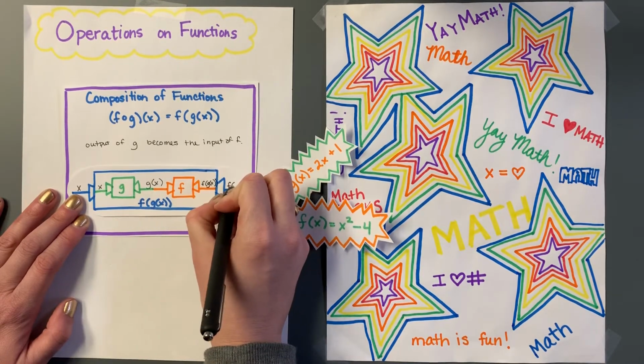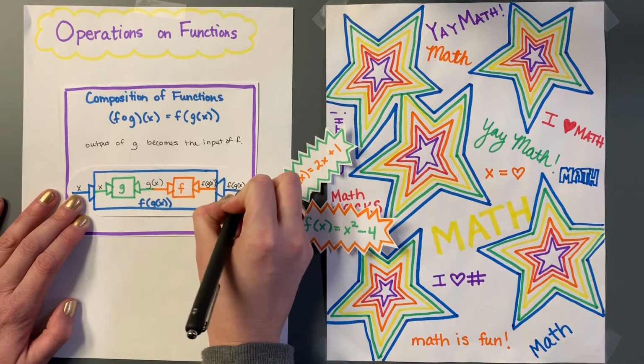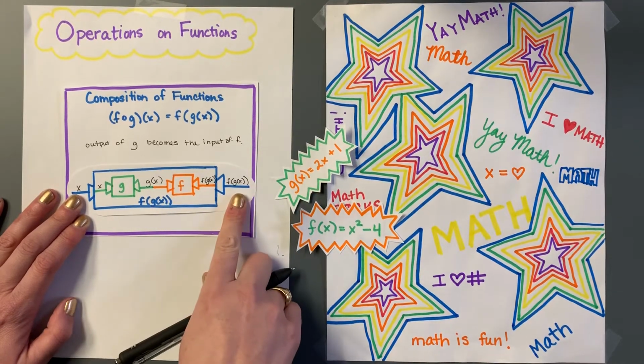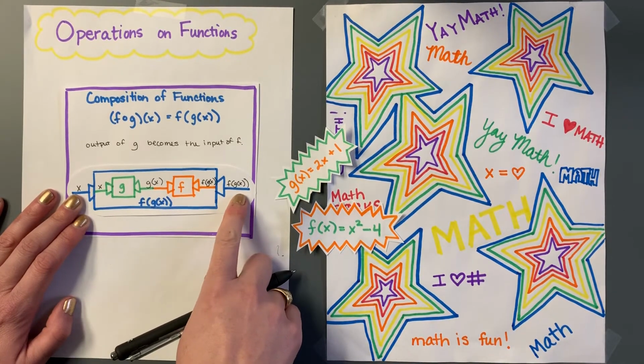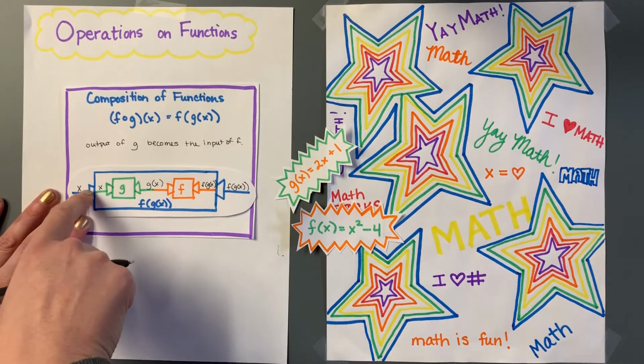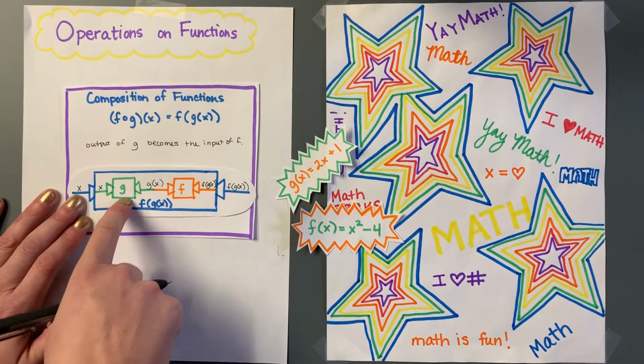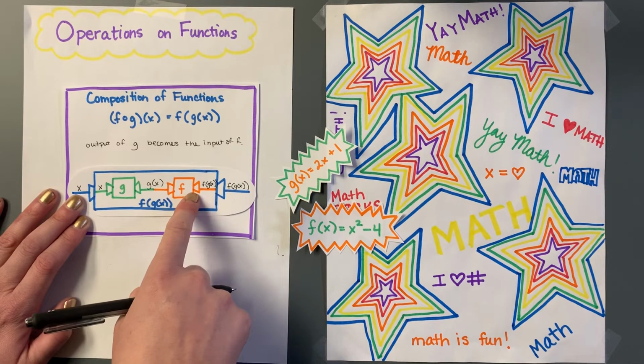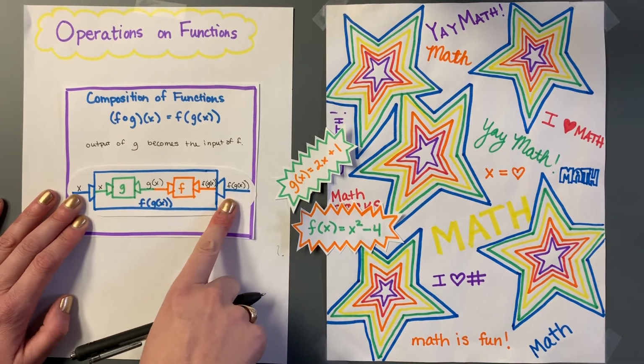And that value that comes out is the output of my f of g of x function. So I have some input x that goes through g, the output of g goes through f, and whatever comes out of that is my function.